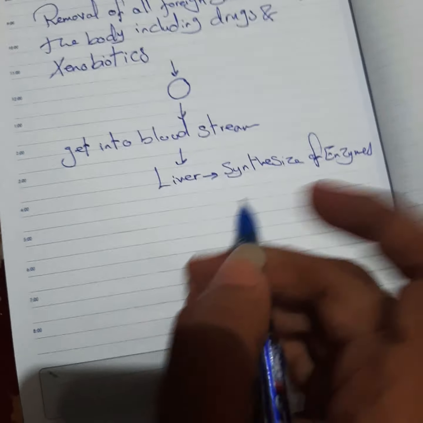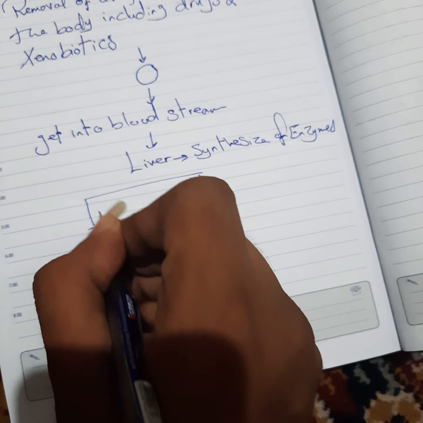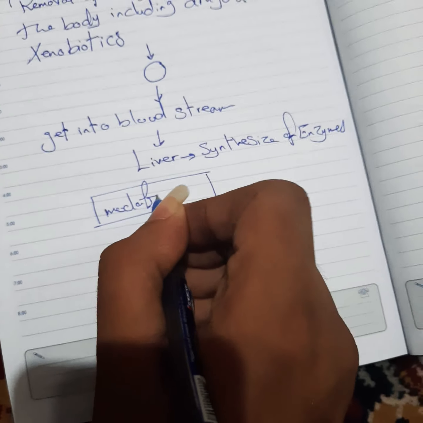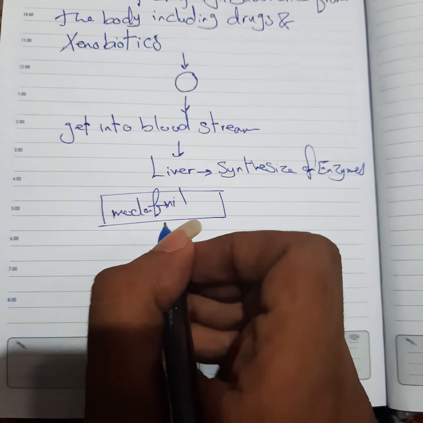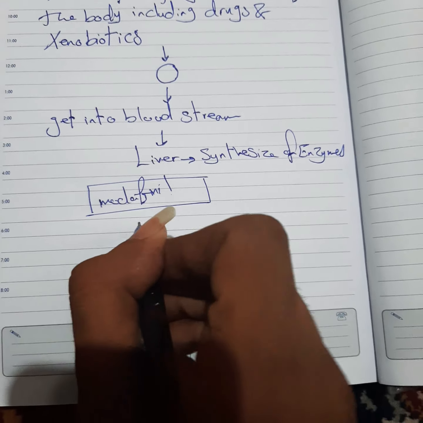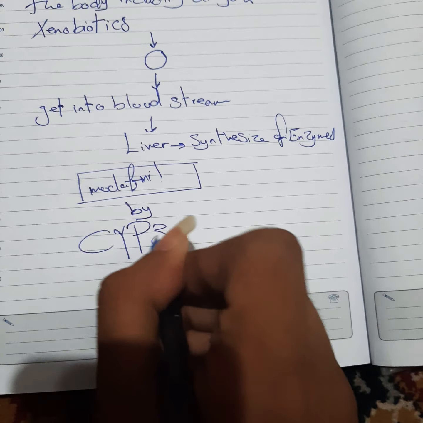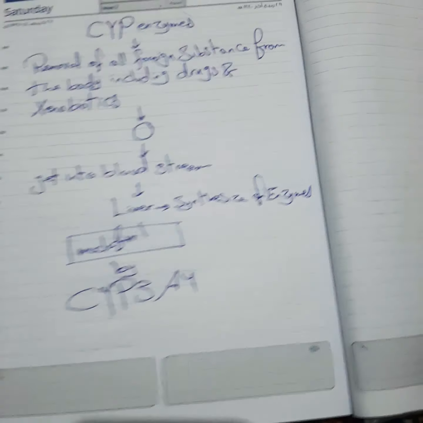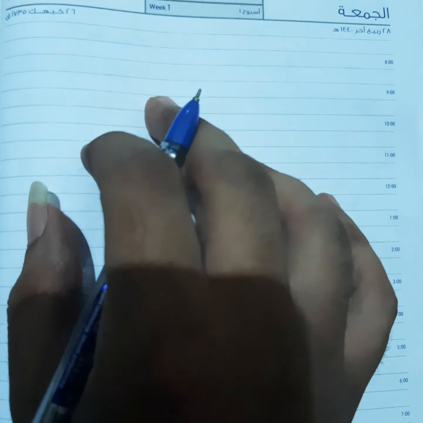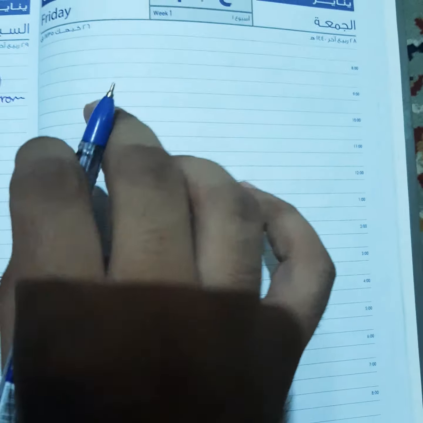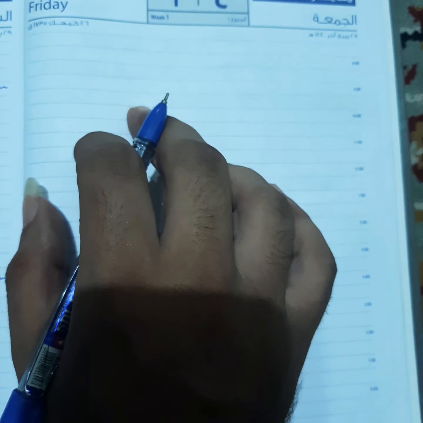In the case of modafinil, modafinil is found to be metabolized mainly by the enzyme CYP3A4. So, CYP3A4 is an enzyme that is responsible mainly for the removal of modafinil from your system.